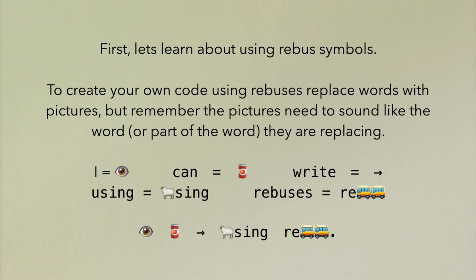First, let's learn about using rebus symbols. To create your own code using rebuses, replace words with pictures, but remember, the pictures need to sound like the word, or part of the word, they are replacing. Look at my examples.